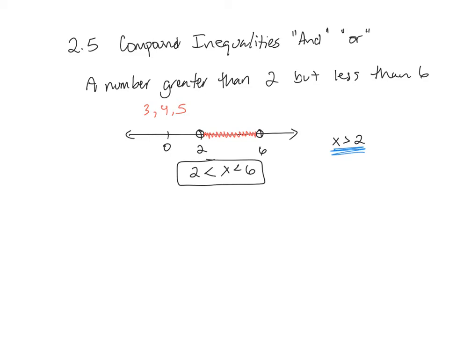Okay. So this problem here is an and problem. It's an and problem because number one, on a graph it's shaded in the middle. That's a huge clue. Anything that's shaded in the middle is considered an and problem. Also because the answer works with both of them. Bigger than 2 but less than 6, all those numbers in the red area are true for both the 2 and the 6.